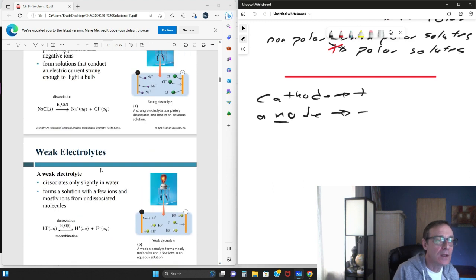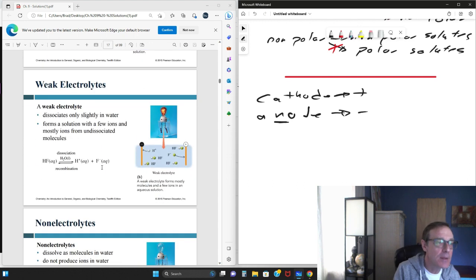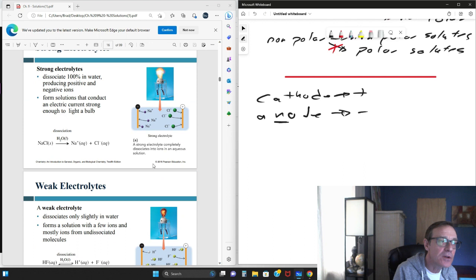So weak electrolytes dissociate at a much lower pace. So hydrogen fluoride, you still keep some hydrogen fluoride in solution. Hydrogen fluoride is neutral, so it's not going to be conductive. What you want is that dissociated hydrogen and fluoride, and you can get some current to pass through a solution of hydrogen fluoride, but not nearly as much as a solution of sodium chloride.